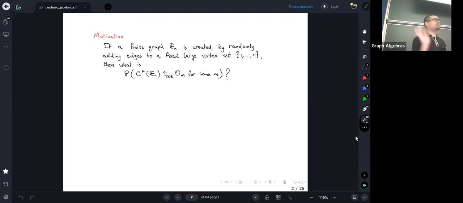Before we get into this, and before I tell you exactly what I mean by randomly adding edges, does anyone have any instinct about the kind of answer to this question? Maybe a ballpark estimate? The Cuntz algebra corresponds to a graph which has many loops around the same vertex. Yeah, it's one vertex and many loops.